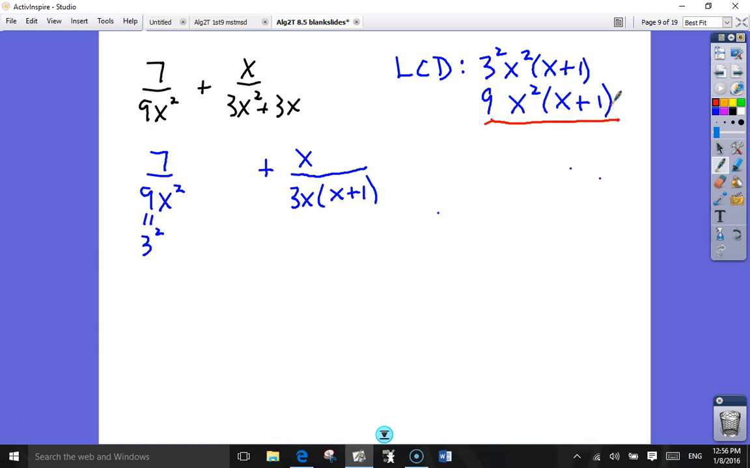Okay. Now, what do I have to multiply the first fraction by so that it has this least common denominator? It has the 9x squared, but it doesn't have the x plus 1. So you've got to put the x plus 1 over x plus 1.